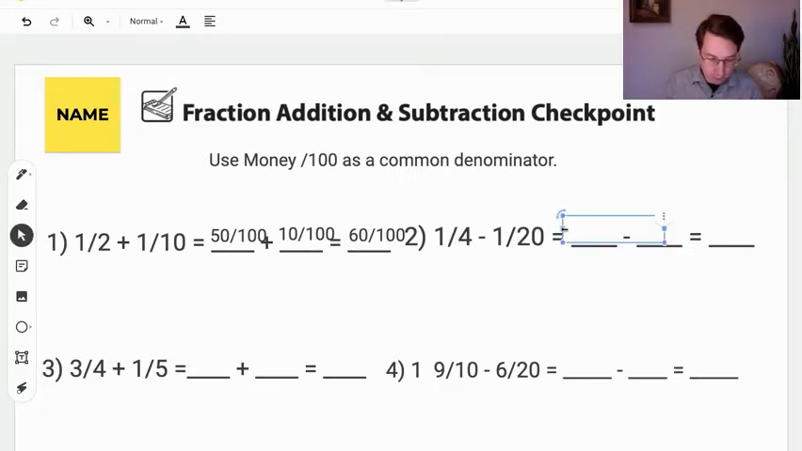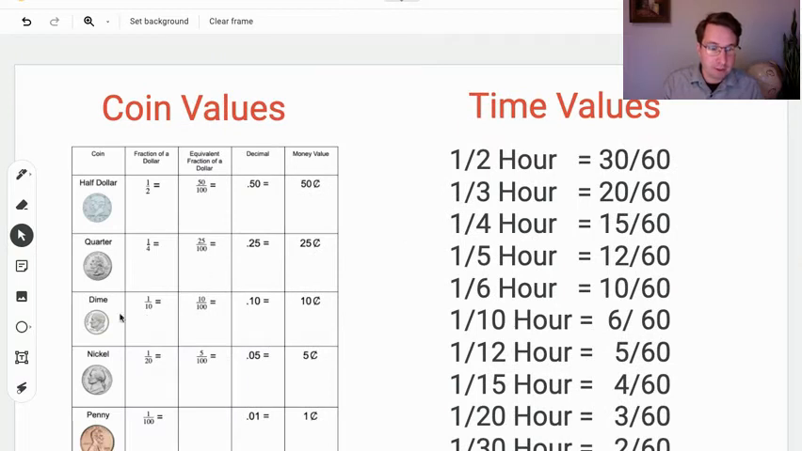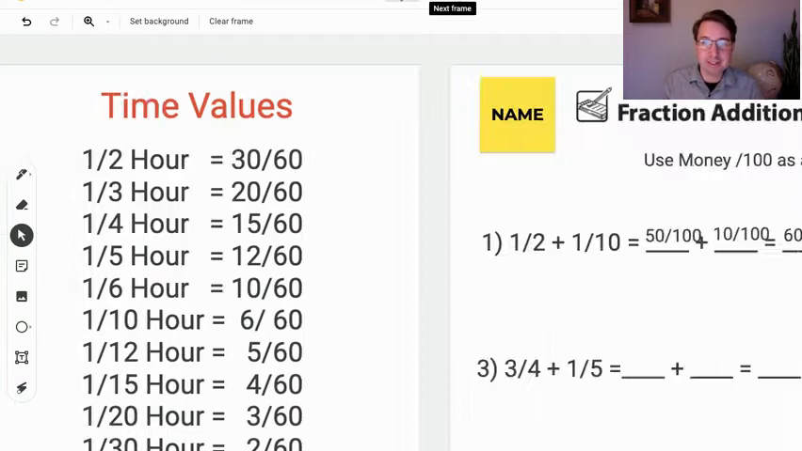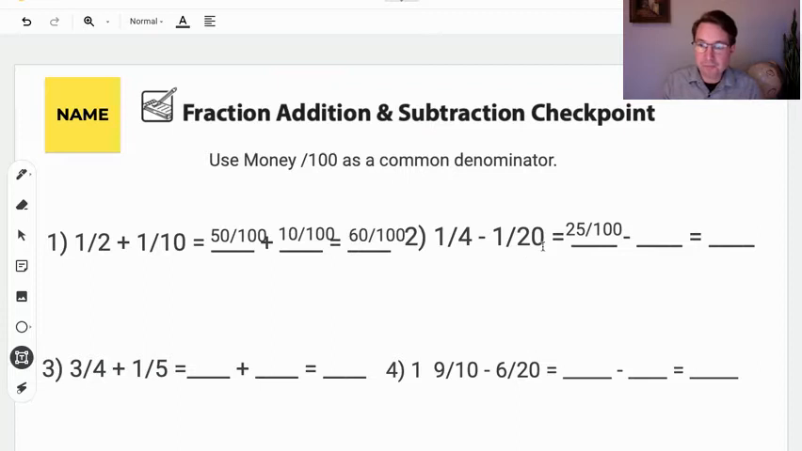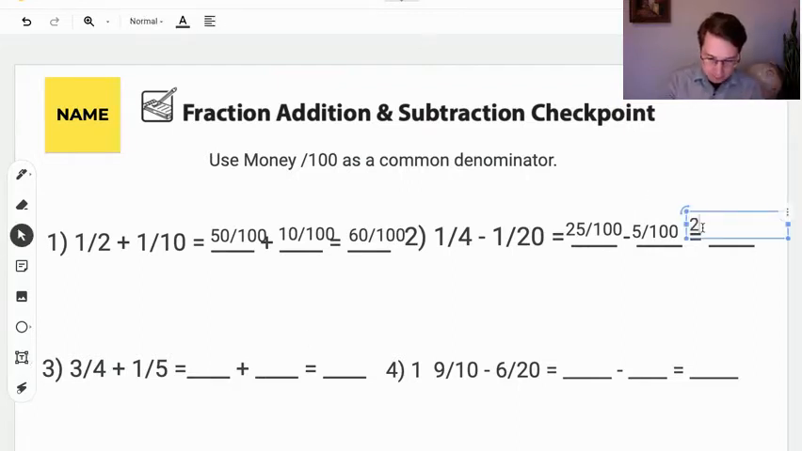1/4, well that's a quarter, that's 25 hundredths. And a 20th, well if we go back to our frame for the reference, a 20th is a nickel, that's 5 cents or 5 hundredths. And 25 minus 5 is 20, so 20 hundredths. There we go. So there's 20 cents.